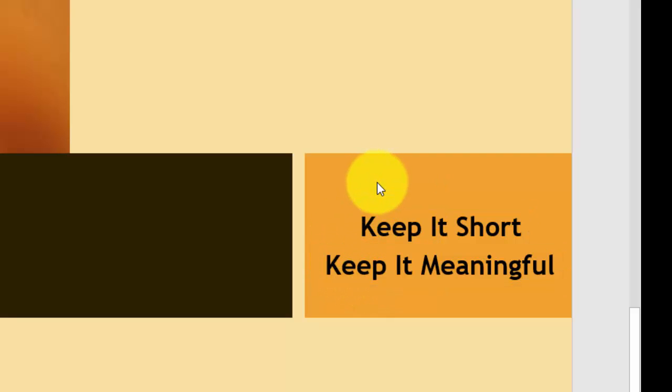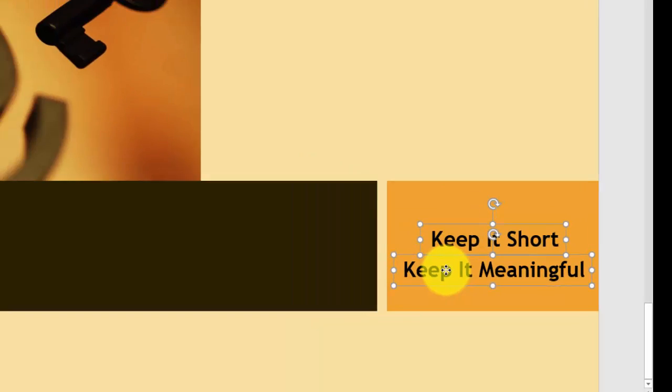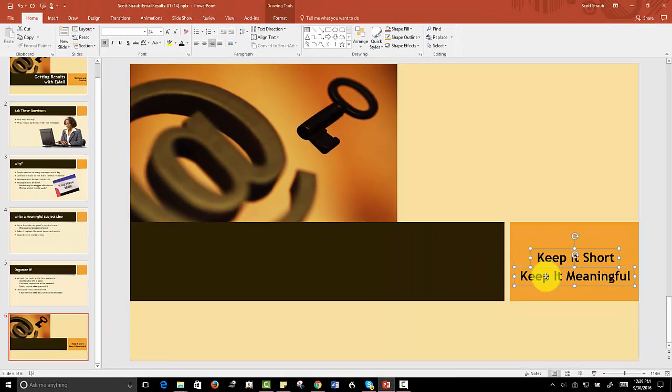So let me show you that again. I click inside the top placeholder, then I click on the edge. Then I press and hold down control. Then I click the one below it. And now both of them are highlighted.